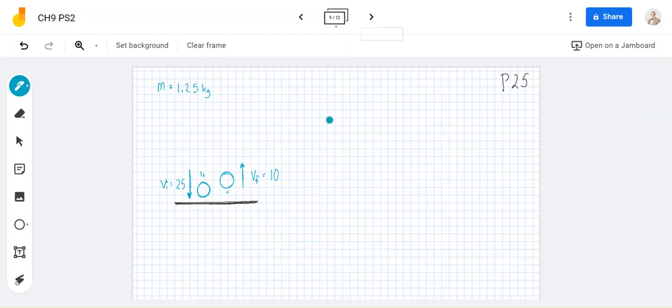A 1.25 kilogram ball, hitting with a speed of 25 meters per second, so its initial speed is 25 meters per second, rebounds with a speed of 10 meters per second. What impulse acts on the ball during the contact?